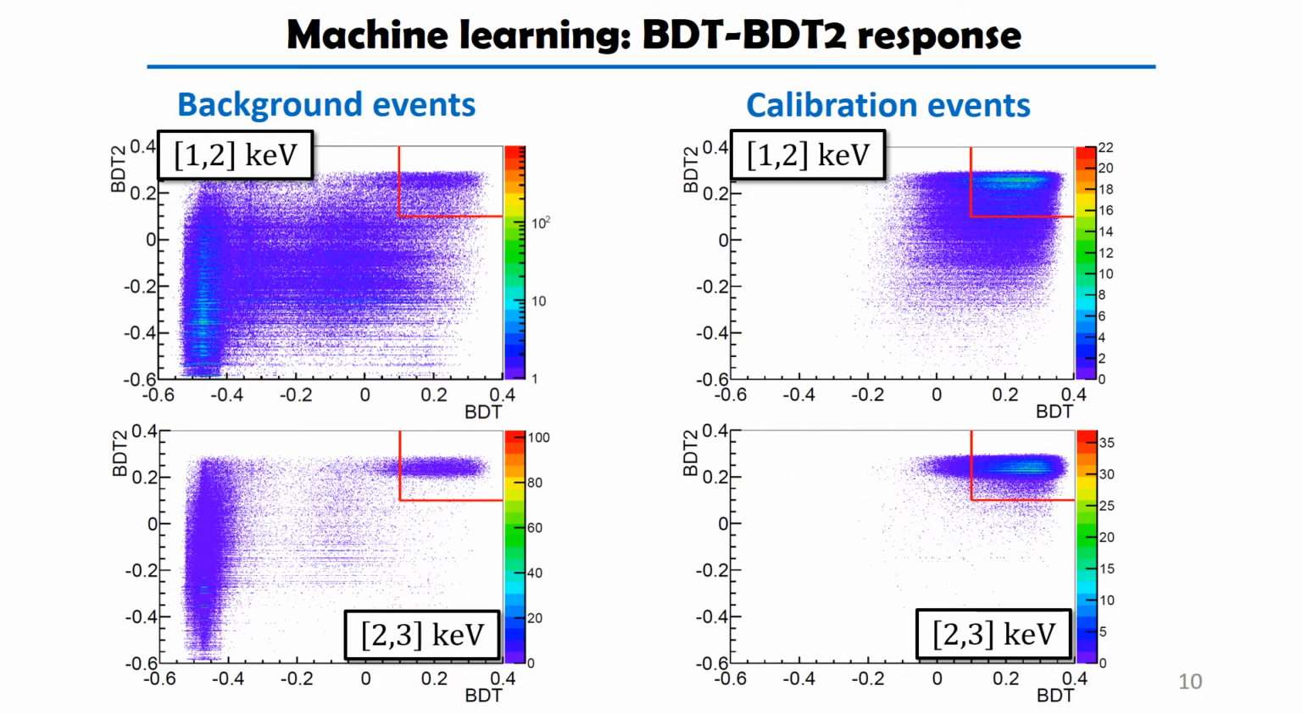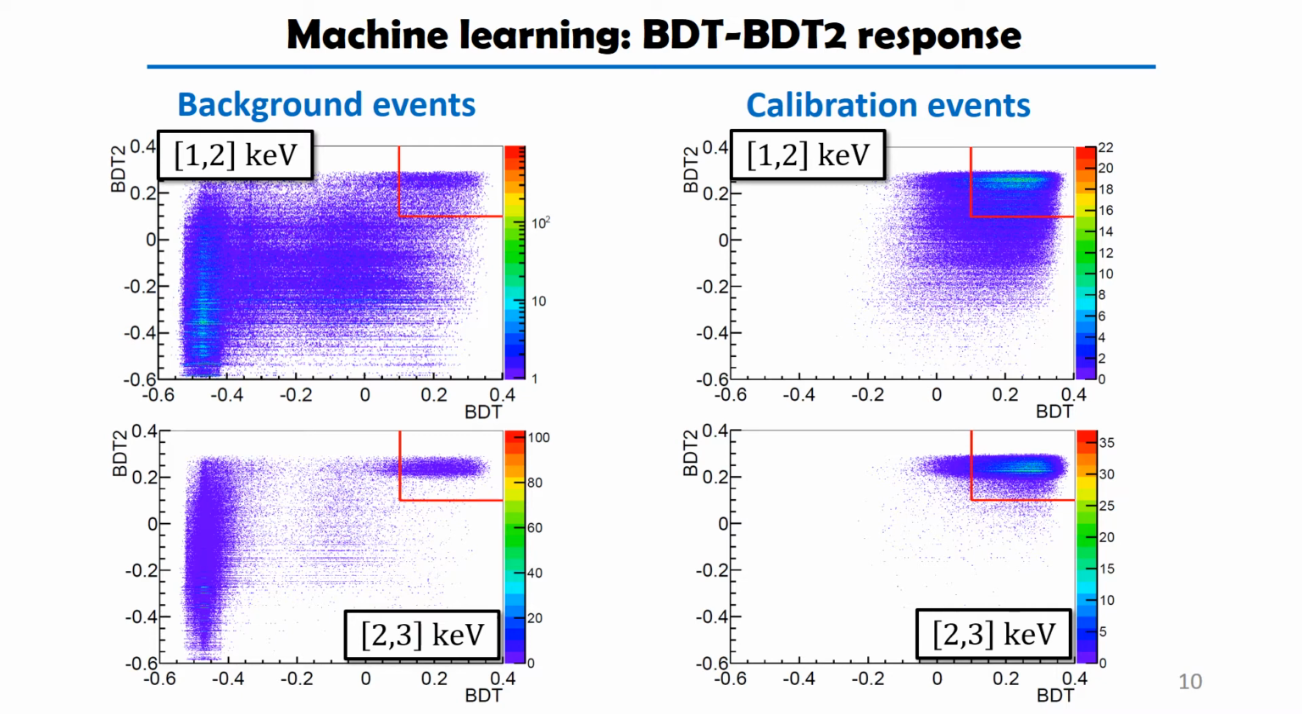Here are the two-dimensional scatter plots of the VDT versus VDT2 outputs for background data on the left and calibration events on the right in different energy regions. Fast PMT noise events and events with very large mean time are easily removed using only the VDT parameter.